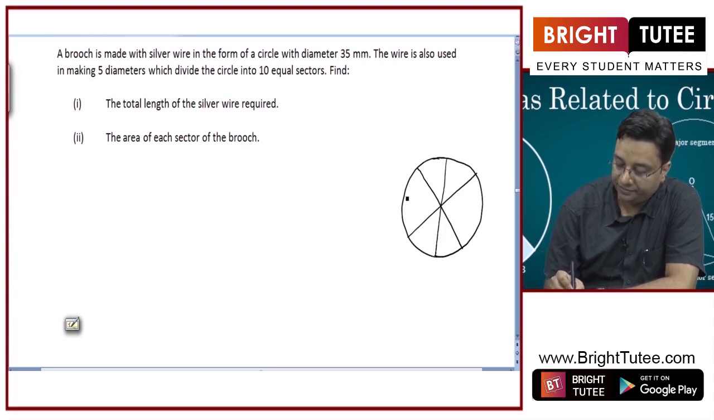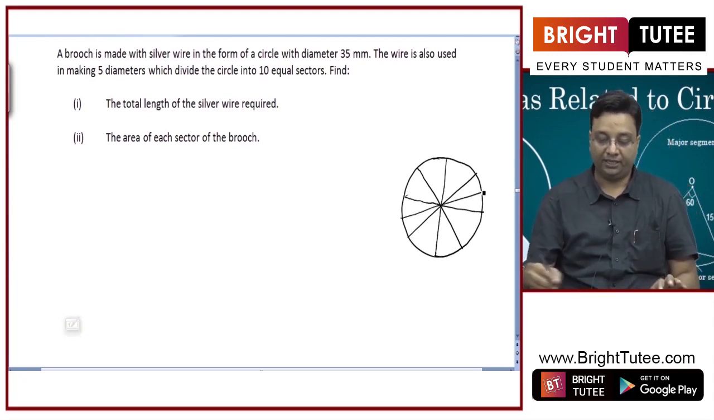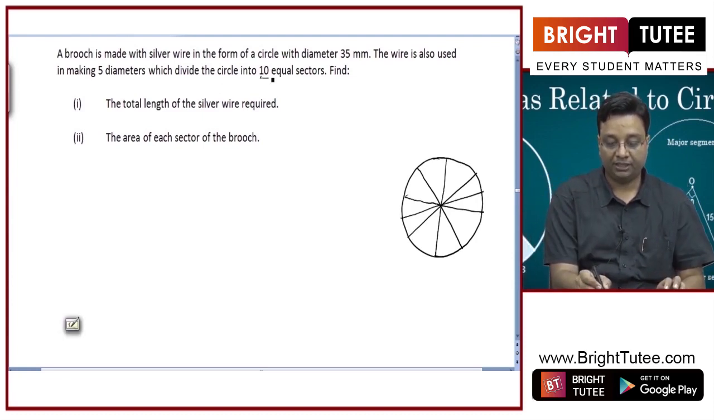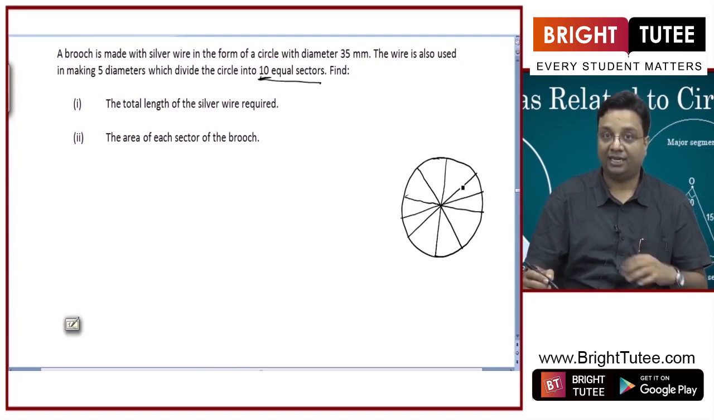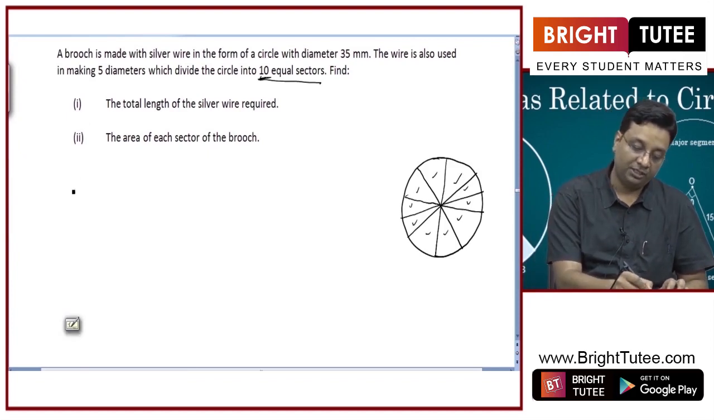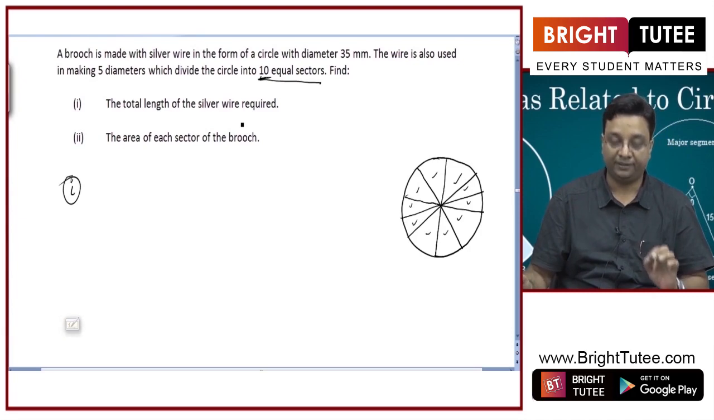2, 3, 4 and 5. There are 5 diameters, equally spaced, because they divide the circle into 10 equal sectors. The figure that I have made may not be exact, but it will give you the idea. These are exactly the same areas, as per the question. Now the first part says total length of the silver wire required.